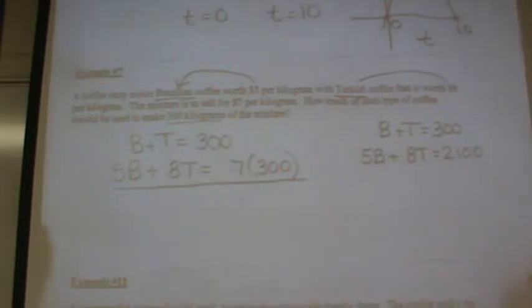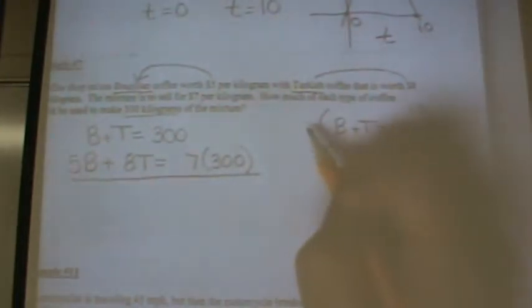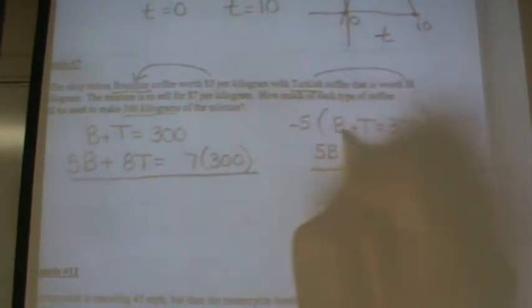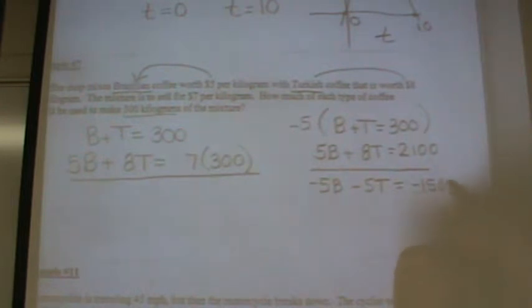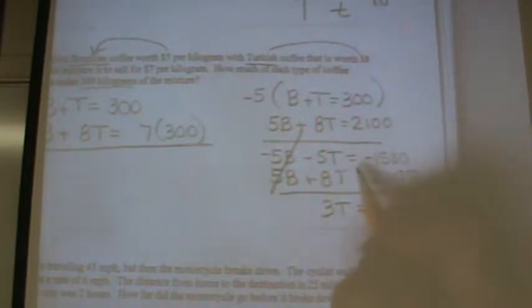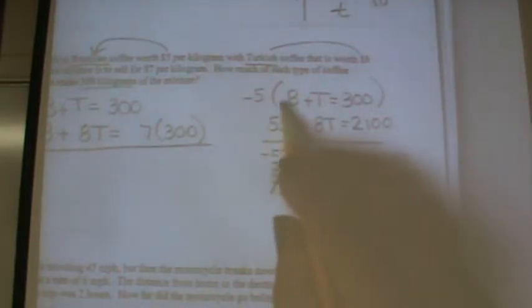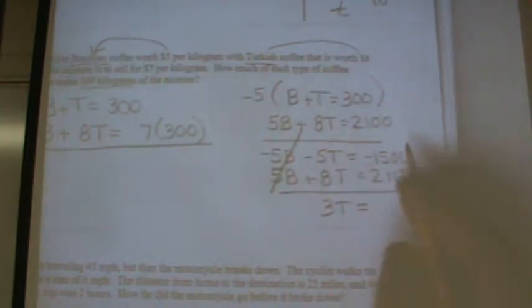Okay, so now what do you think you're going to do to solve this? Multiply this by negative 5. So you have negative 5B minus 5T equals negative 1,500. Copy 5B plus 8T equals 2,100. And if you add down, what happens? You get 3T. I multiplied everything by negative 5.